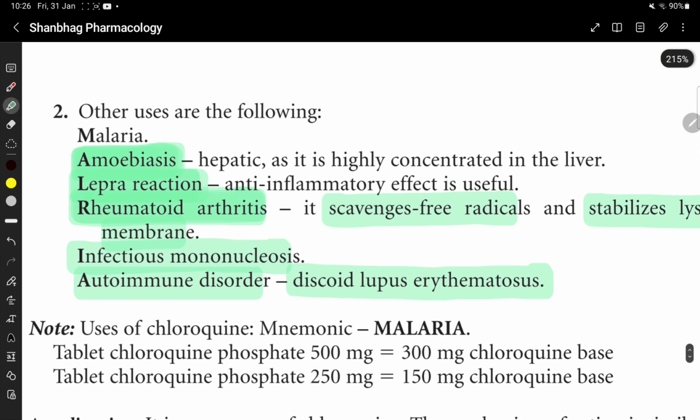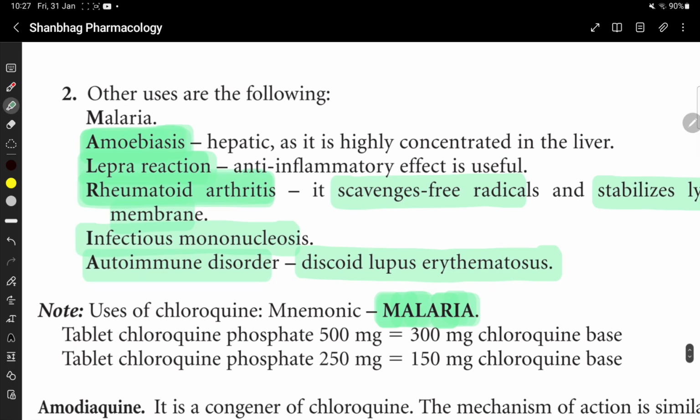So the mnemonic for the uses of chloroquine is MALARIA. M for malaria, A for amoebiasis, L for lepra reaction, A for nothing. Then R for rheumatoid arthritis, I for infectious mononucleosis, and A for autoimmune disorder, that is discoid lupus erythematosus.